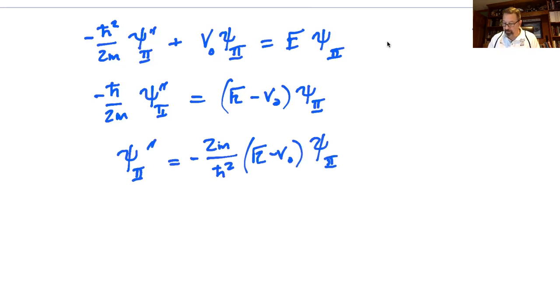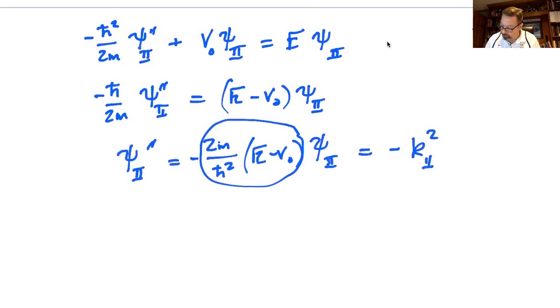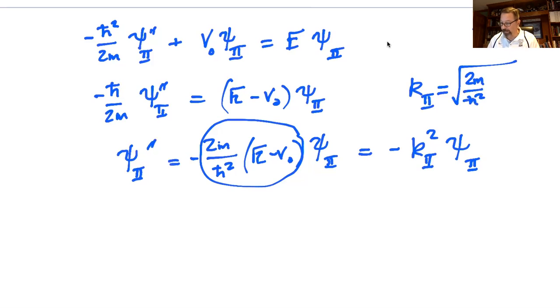Okay, and the simplification is to call this thing right here k squared. So this is equal to minus k squared, and of course, it's k squared in region 2 times the wave function in region 2. And so that's why we said on the first slide that the wave number in region 2 is equal to the square root of 2m over h bar squared. Some people bring that h bar squared outside of the radical. It's up to you. That's style. And then times the kinetic energy, the total energy minus the potential energy.